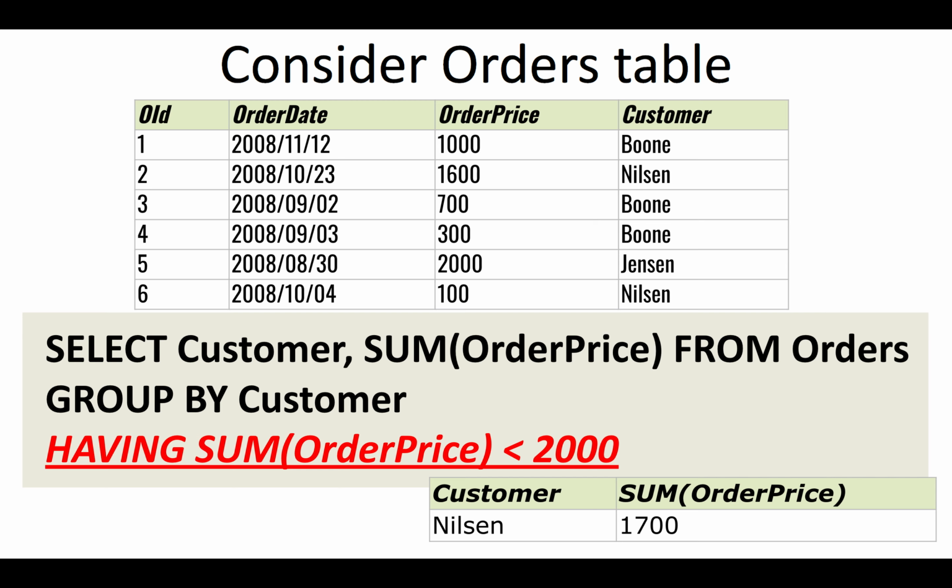Say here we have several orders. We have Boone, Nielsen, Jensen, with different orders, and here we can see an example where we are using the summation of the order price in the WHERE clause, where after the GROUP BY we can identify and filter out which ones in the group after having grouped. We can run an aggregation and then do the SELECT to retrieve the fields that we need.